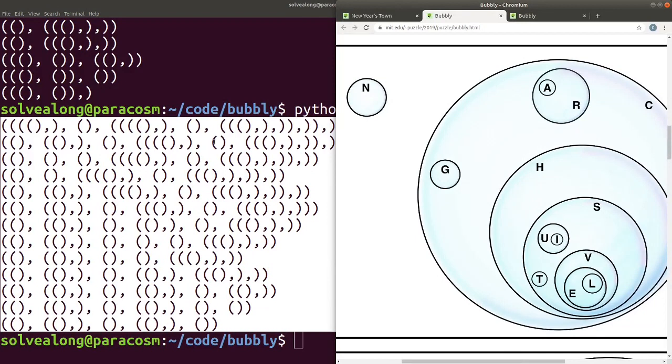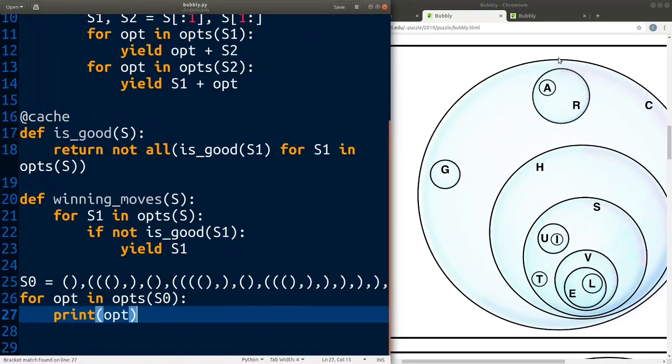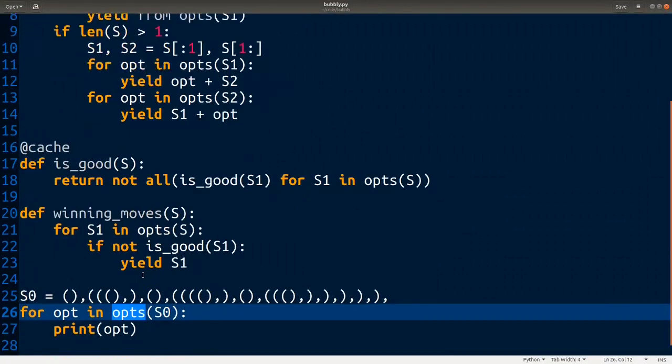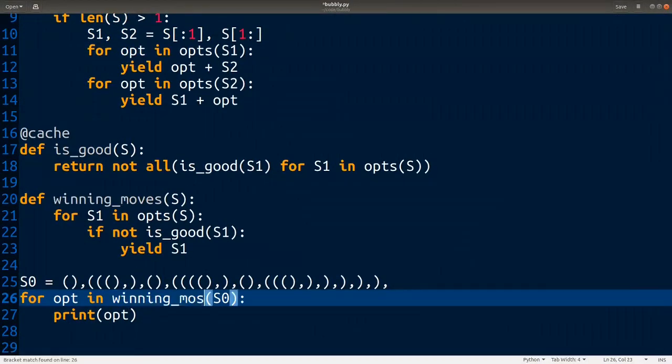So that looks good. And boy, we could go through and compare each of these to another state and make sure that they all match up. And ideally we would, but I think this is probably right. Okay, so now we can solve this first puzzle pretty simply. Instead of every option, we just want the winning moves. Let's call it move.